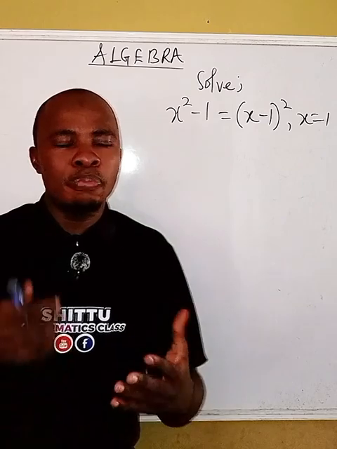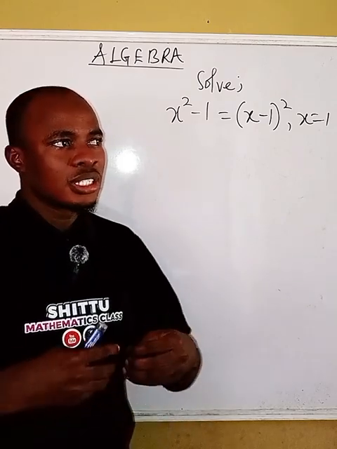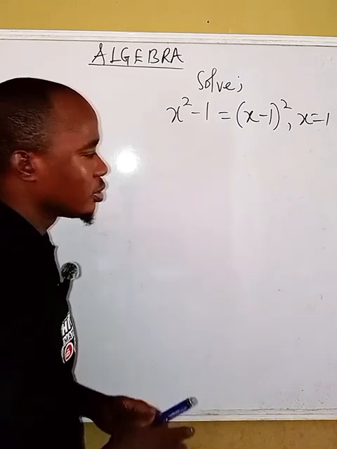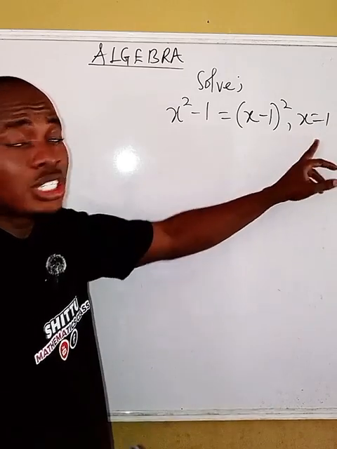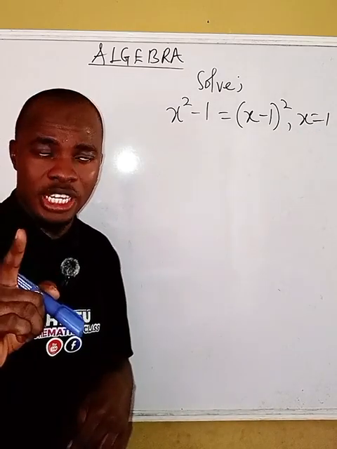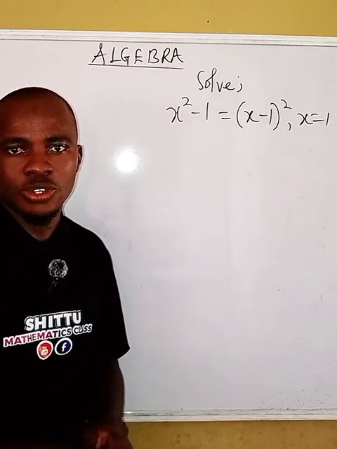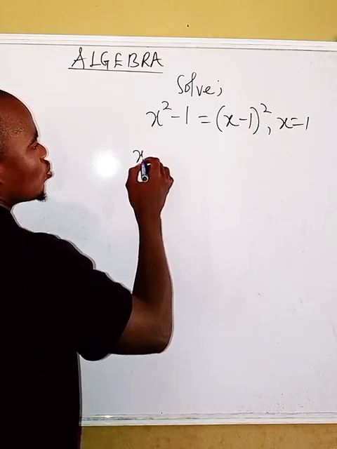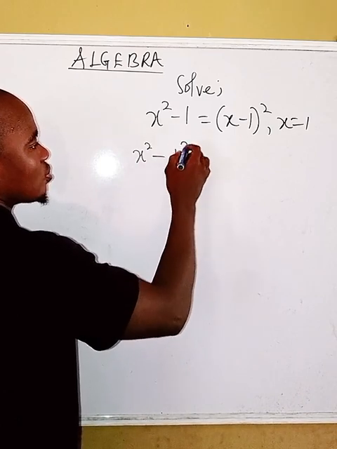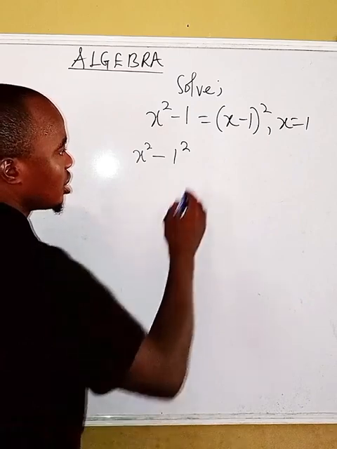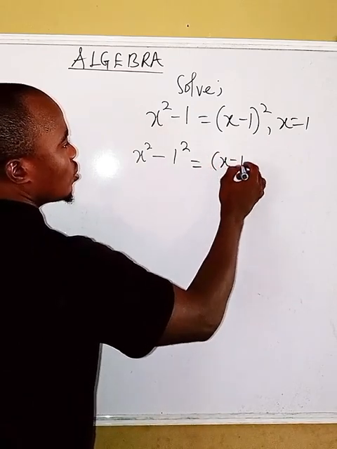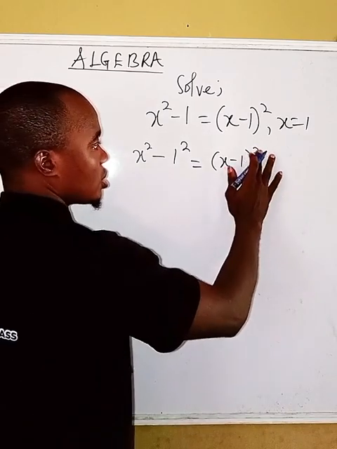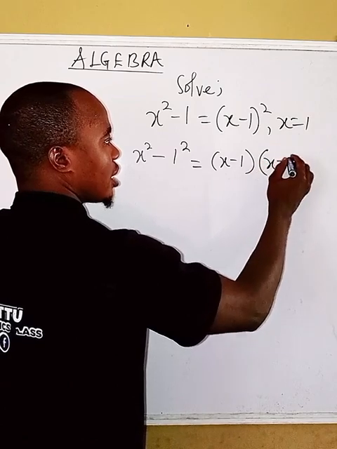But for problem solving, or if they want you to solve it, this is what you are going to do. We've already gotten x to be 1, but don't go yet. Learn how to solve it too. Do this. I have x squared minus 1 squared, because 1 squared is the same thing as 1, equals x minus 1 squared. What I can still do is rewrite this one also as x minus 1 times x minus 1.